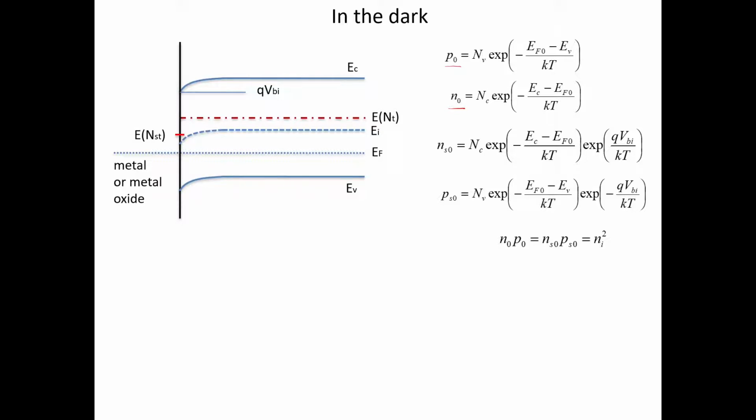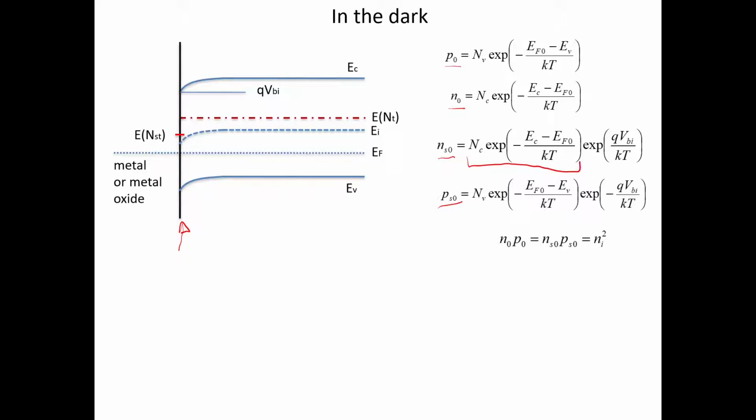However, if we want to analyze surface recombination quantitatively, we need to know the concentration of charge carriers exactly at this interface between metal and semiconductor. In order to determine it, we will denote it as n_s0 and p_s0, the minority and majority charge carriers, electrons and holes concentration at the interface.